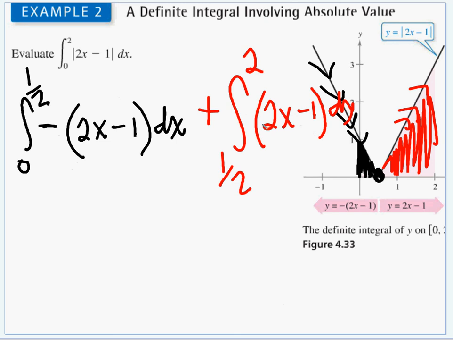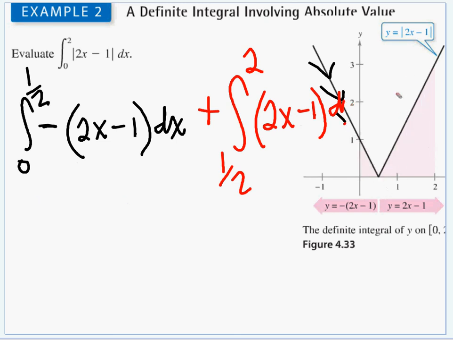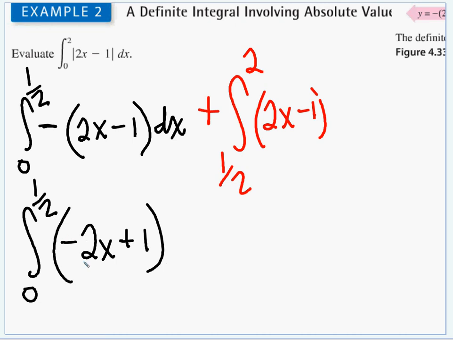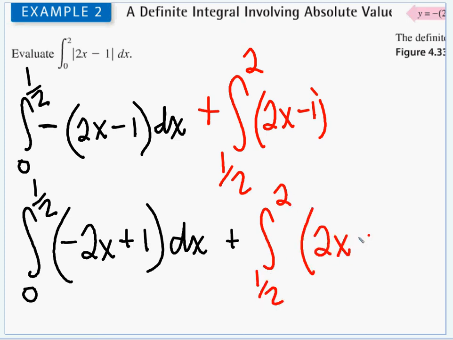We're going to evaluate a couple of definite integrals. And I guess since I need this room, I can get rid of my picture now. Sort of just slide it out of the way. All right, and one more thing to sort of clean this up. I am going to distribute this negative. So we're going to have a definite integral from 0 to a half, negative 2x plus 1 dx. Plus, and I guess this one's just going to stay the same, 1 half to 2, 2x minus 1 dx.